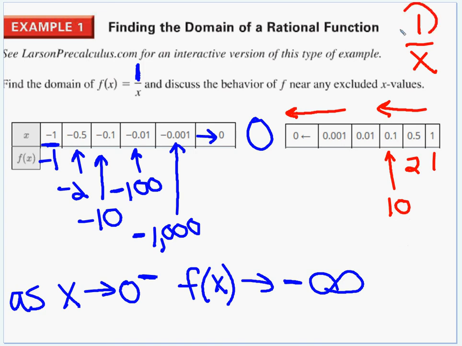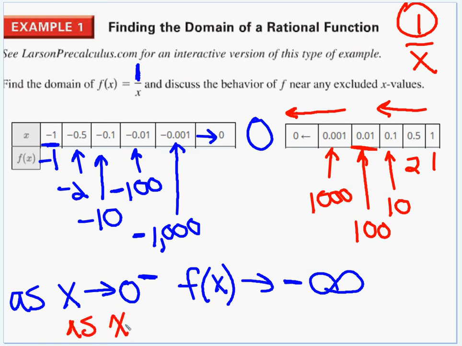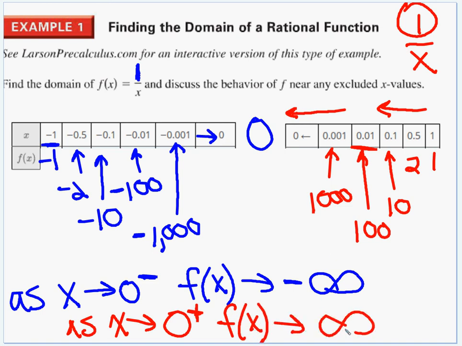Here's a dollar, and we're dividing it by 0.01, or pennies. There's 100 pennies in a dollar, so that's 100. And if we add another 0 in there, 0.001, that becomes 1,000. So down here in red ink, as x approaches 0 from the right, from the plus side, our outputs, our f of x's, look like they're heading for positive infinity.